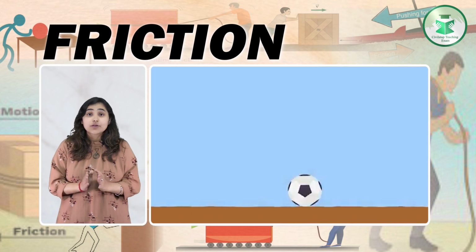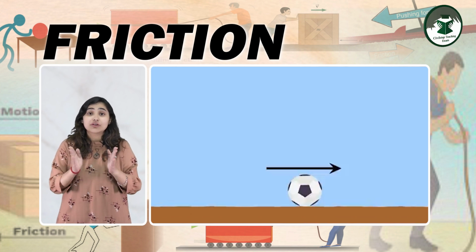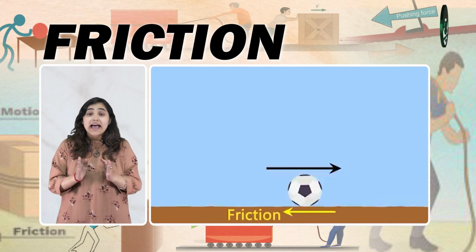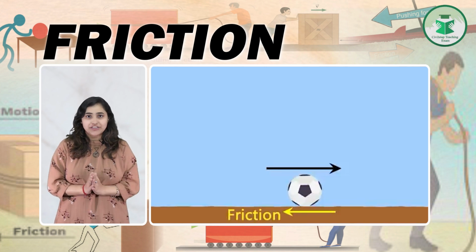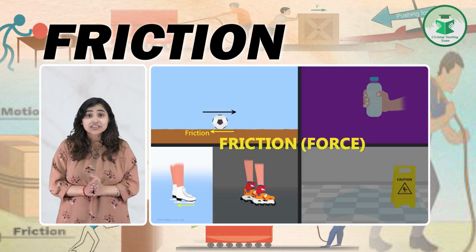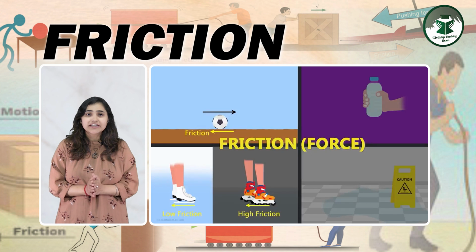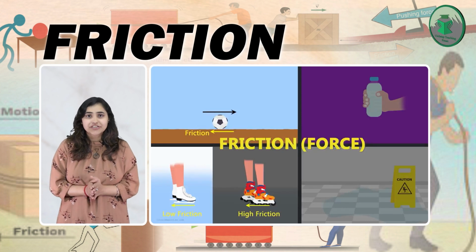Friction occurs when two surfaces are in contact and move past each other. Every surface has a coefficient of friction. The larger the coefficient, the higher the friction. The smaller the coefficient, the lower the friction.